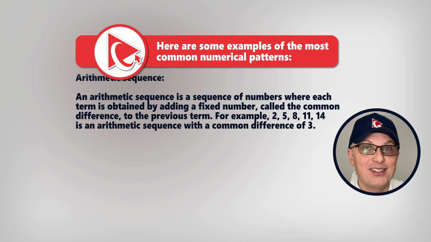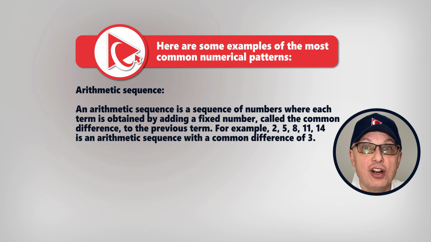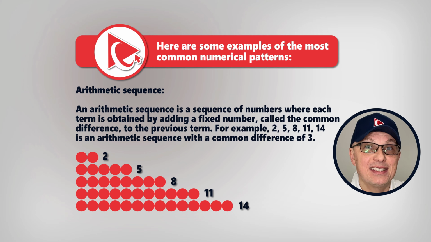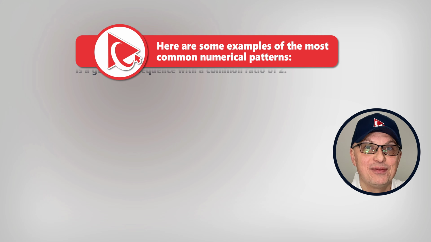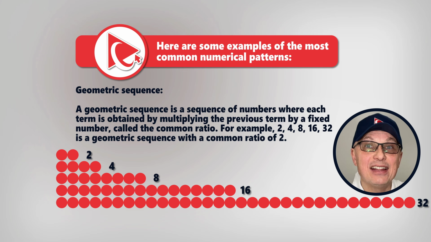One of the most popular patterns is the arithmetic sequence. The arithmetic sequence is a sequence of numbers where each term is obtained by adding a fixed number, called the common difference, to the previous term. For example, numbers 2, 5, 8, 11, 14 represent an arithmetic sequence with a common difference of 3. Number 2 on the list would be the geometric sequence. A geometric sequence is a sequence of numbers where each term is obtained by multiplying the previous term by a fixed number called a common ratio. Let's look at the example. Numbers 2, 4, 8, 16, and 32 represent a geometric sequence with a common ratio of 2.